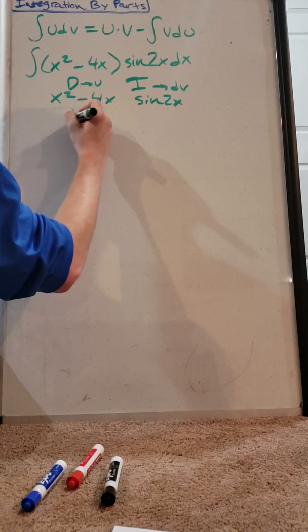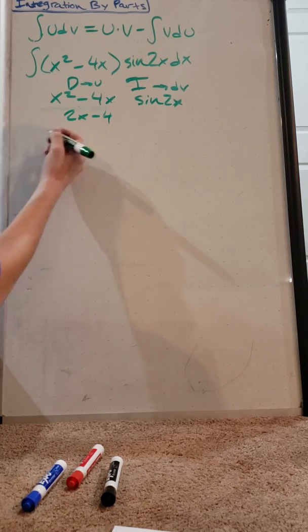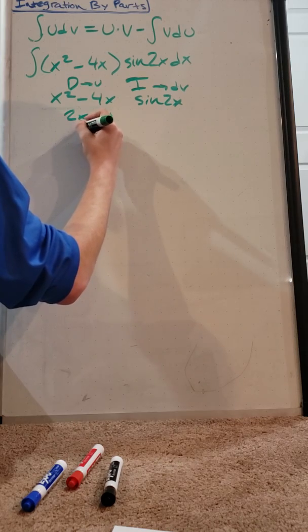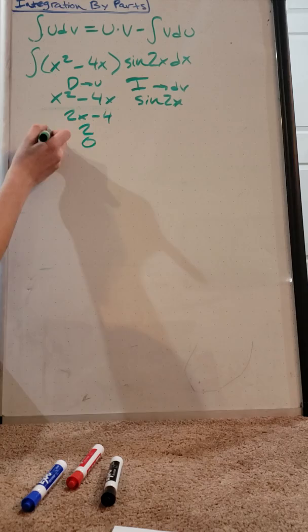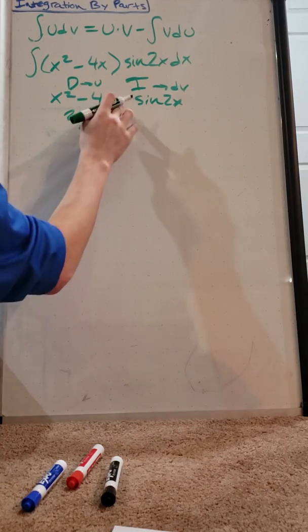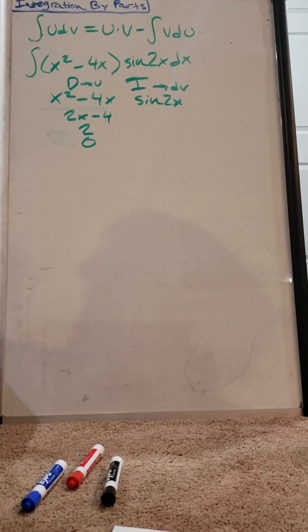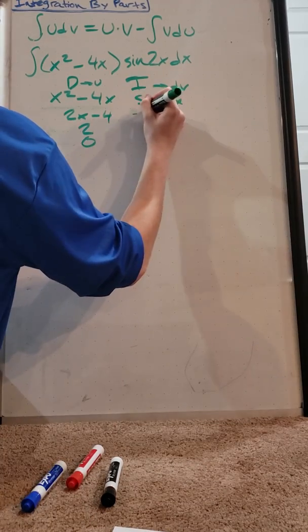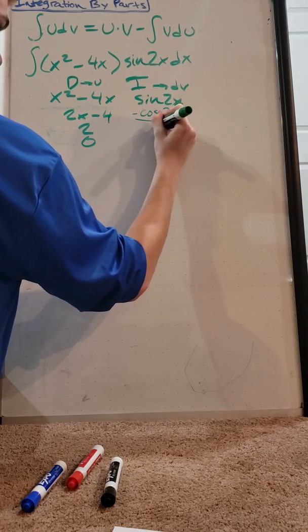So this is 2x minus 4, because that's the derivative of this. Then you take the derivative again, which is 2, and then 0. Notice how we got all the way down to 0. Then we integrate until we reach that same point. When we integrate sine 2x, we get negative cosine 2x over 2.